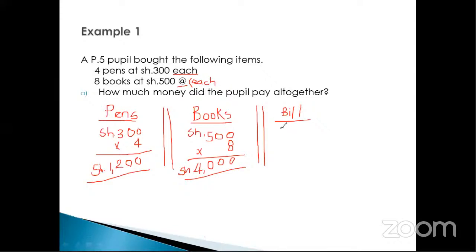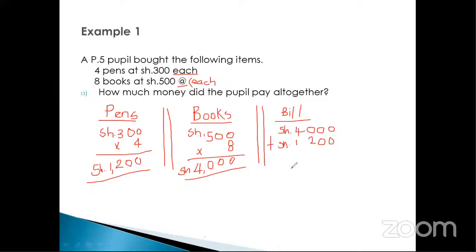So now we go on to books. Let me start with the books. On books, we got 4,000. Then on pens, we got 1,200. Very good. Because bill means the total prices, that's why we are adding all these two items together. Then we put here a plus sign and we put our equal sign.